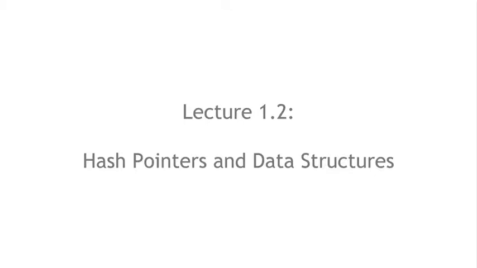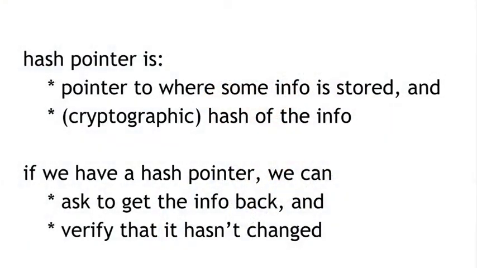In section 1.2, we're going to talk about hash pointers and their application. A hash pointer is a kind of data structure that turns out to be used a lot in the systems that we're talking about. And a hash pointer is basically a simple thing: we're going to take a pointer to where some information is stored, and together with that pointer, store a cryptographic hash of the information. So whereas a regular pointer gives you a way to retrieve the information, a hash pointer is going to let us ask to get the information back.